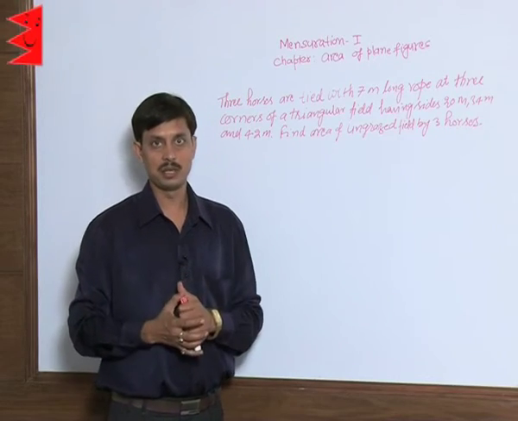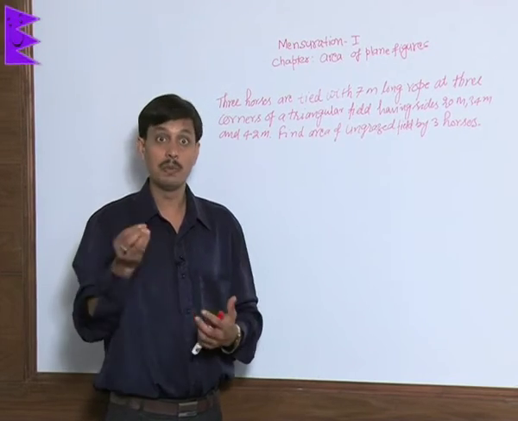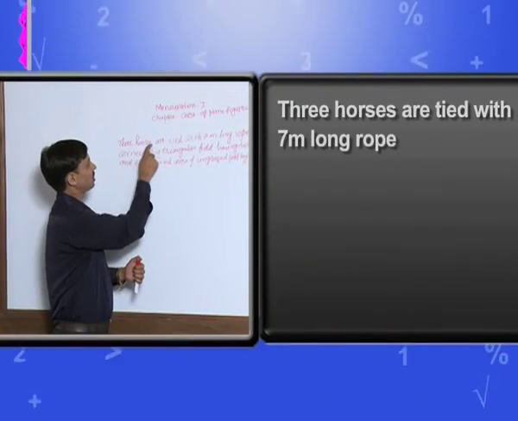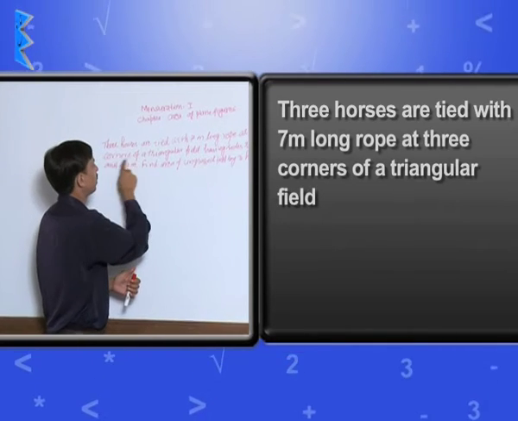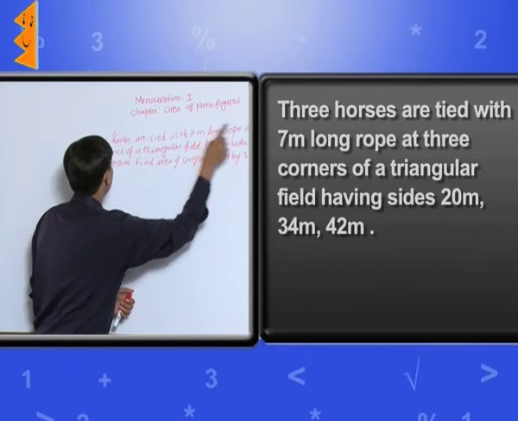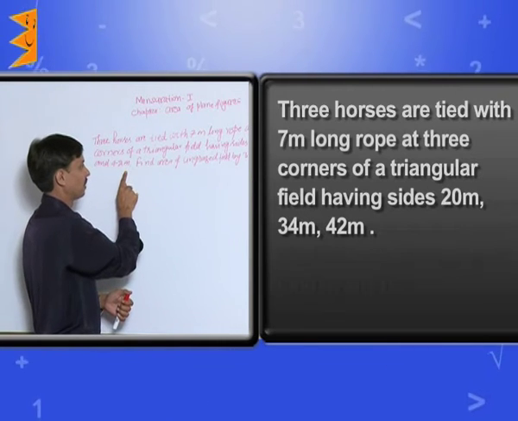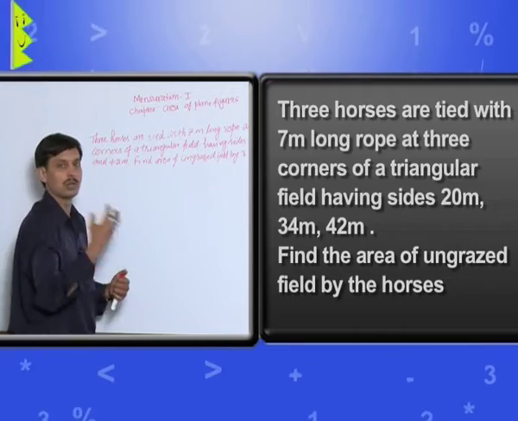Another important example where some technicality, some properties will be used. 3 horses are tied with 7-meter long rope at 3 corners of a triangular field having sides 20 meter, 34 meter and 42 meter. Find the area of the field ungrazed by the 3 horses.